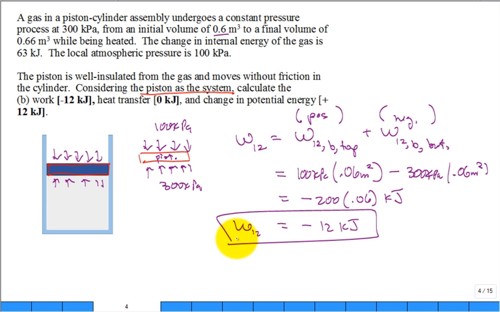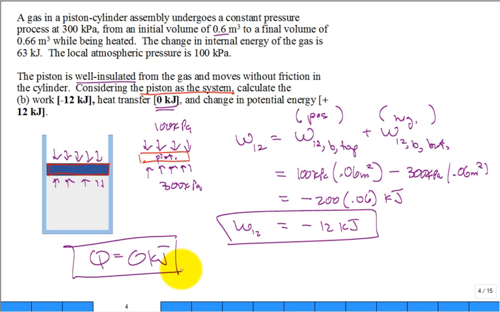What does it mean it's doing negative? Well, it's actually receiving increasing energy by the work transfer from the gas below it than what it's putting out with the gas on top of it. What about the heat transfer? Well, it's well insulated. What does well insulated mean? No heat transfer. So by observation, that's 0 kilojoules, just reading the problem statement.